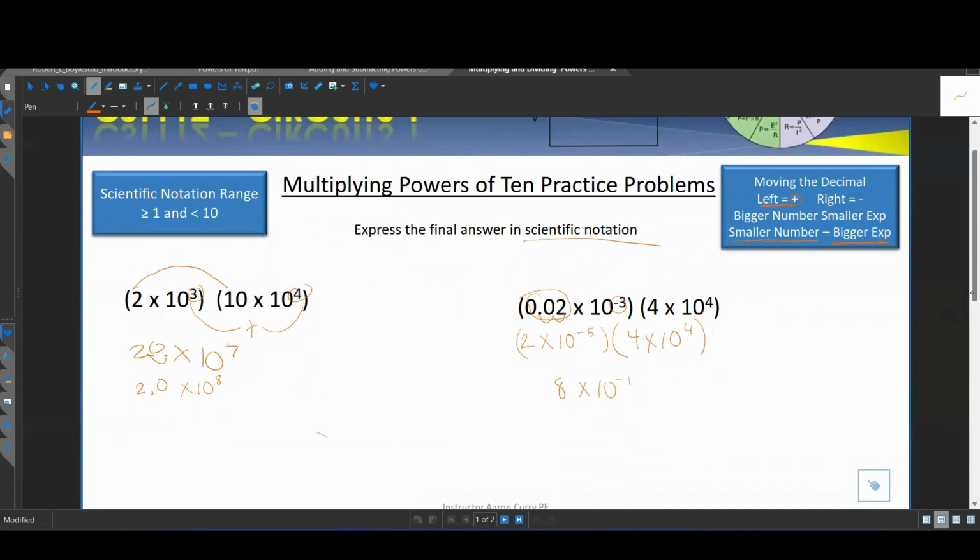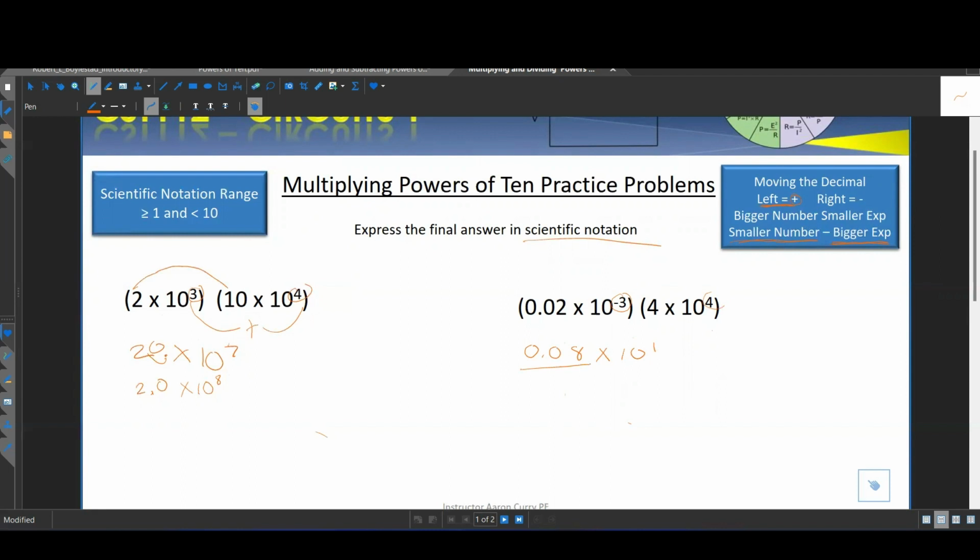Well, let's back up. Let's do this from the other way and see if we get the same thing. If we just decided to multiply the 0.02 times 4, we'll get 0.08 times 10 to the, so we just need to add our exponents. Negative 3 plus 4 would give us 1.